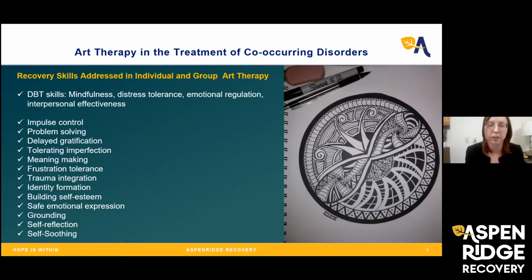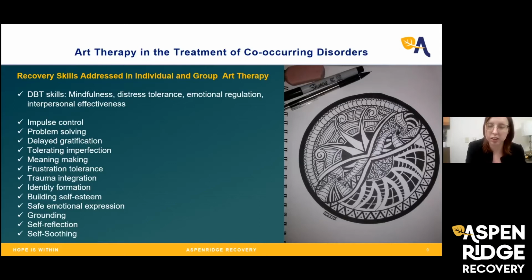So there are art processes that we can do that also help that connection of the right and left brain, and also give us the distance from the trauma in order to put it in our past. And I'll talk more about that later.